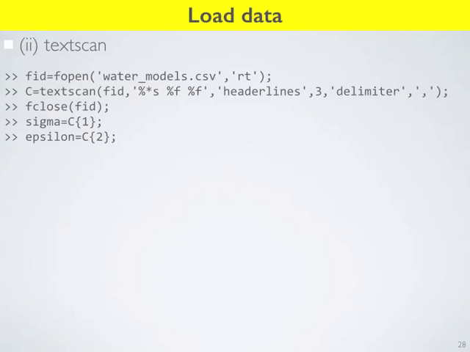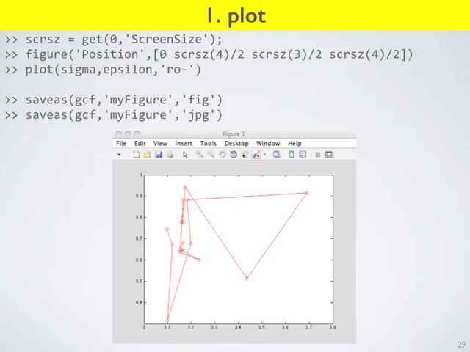So everyone managed to get a vector of sigmas and epsilons for the most part. Okay, we can come back to this if you're having some problems. But let's move on a little bit. So let's plot this data.